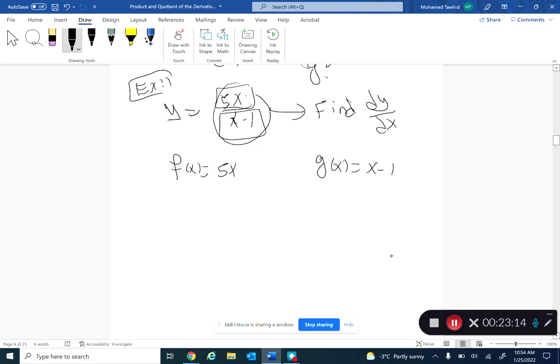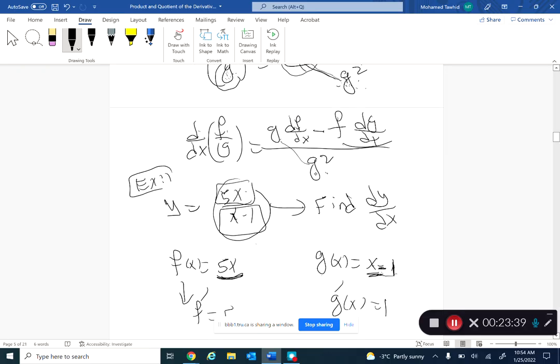Then I'm going to take the derivatives separately like this. What is the derivative f prime? It will be just 5. What is g prime? The derivative of x is 1. What is the derivative of negative 1? Just 0. The derivative of any constant is 0. So x prime is 1, and negative 1 gives 0. You can do it like this, and then here is the rule. Just replace f, g, f prime and g prime, then you are done.